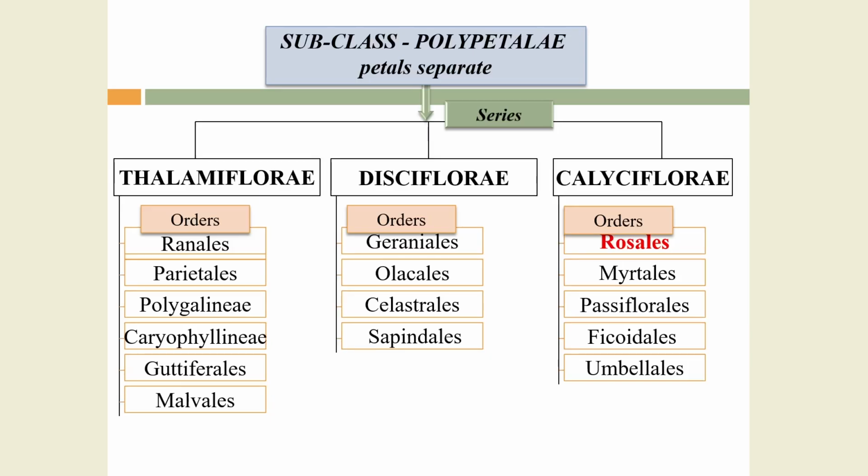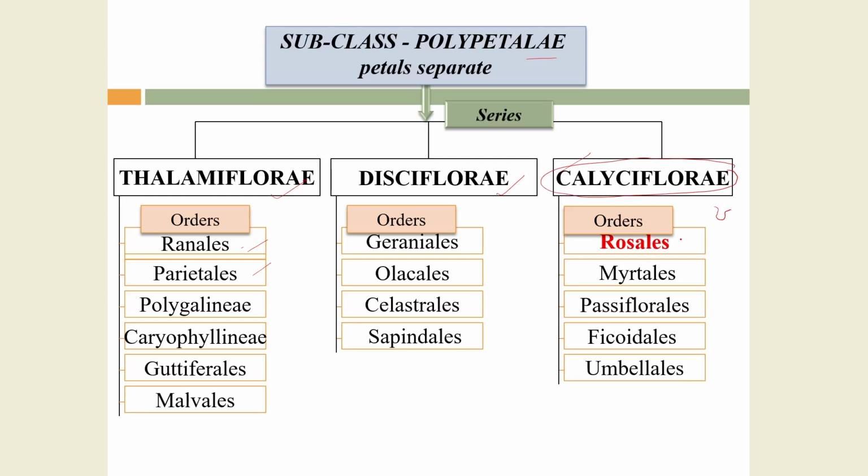So if we see the systematic position, it belongs to the subclass Polypetalae from the dicotyledons according to the Bentham-Hooker system of classification, in which we have previously explored the Thalamiflorae, where we studied the orders Ranales and Parietales. Then we studied the Geraniales, and now we are going to study the Calyciflorae, in which the thalamus is cup-like. In Thalamiflorae the thalamus is flat, in Disciflorae it is disc-like, and in Calyciflorae the thalamus is a cup-like structure like this.